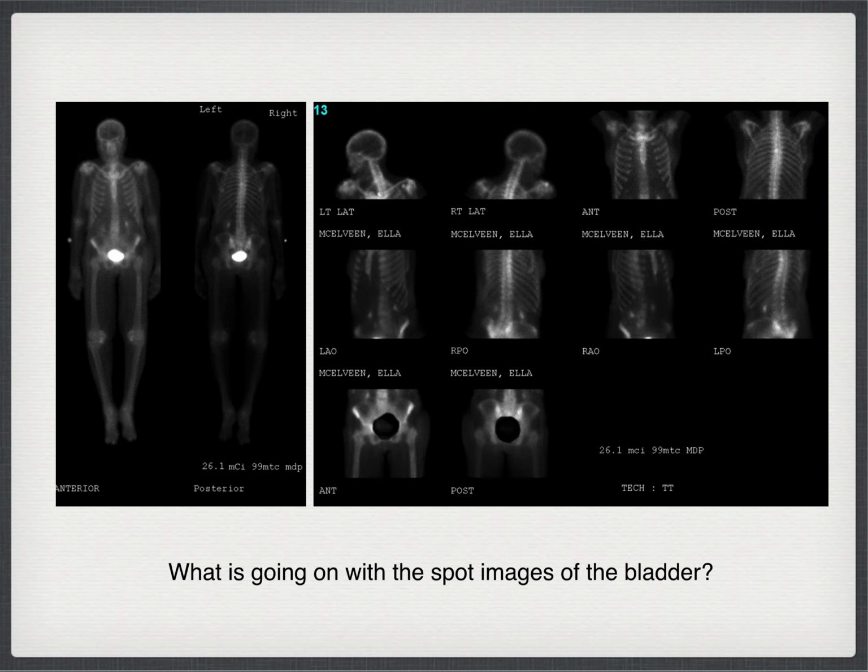All right, what's going on in these images, and specifically, what are we doing to the bladder? So if we look at the whole body images, we can see that there is a lot of tracer activity in the bladder. Now, when it comes to these images, first we did some spot images, and then we drew a circle, or did we place something on the patient?